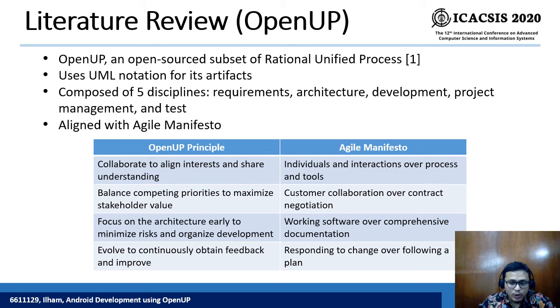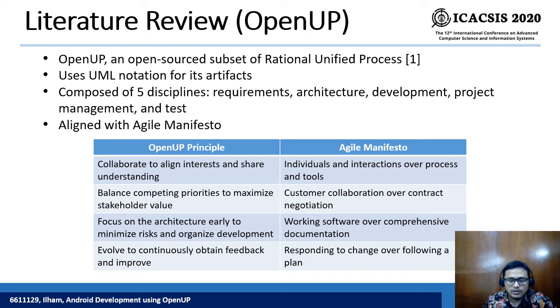And what we could point out here is that OpenUP is aligned with Agile Manifesto. The first point, for example, collaborate to align interests and share understanding. And the Agile Manifesto says that individuals and interactions over process and tools. So both points emphasize interactions between, well, you can say the developer team and the stakeholders. The second point, which is balance competing priorities to maximize stakeholder value, and the Agile Manifesto is customer collaboration over contract negotiation. So there should be some kind of collaboration between the developer team and the stakeholder to achieve a win-win solution for both sides.